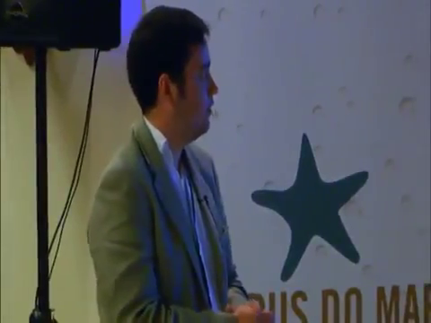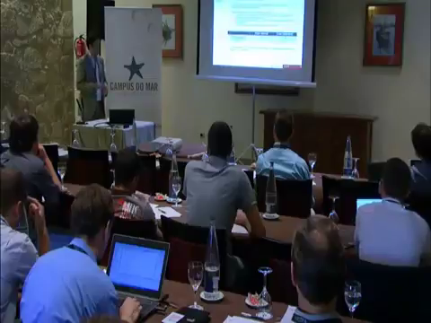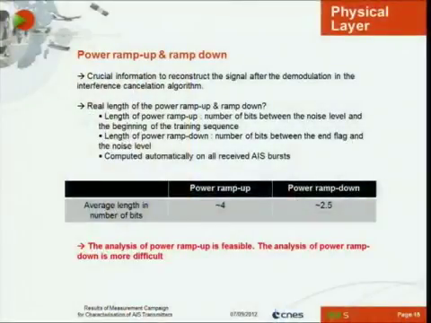There was some interrogation about the power ramp-up and power ramp-down portions. The question was which is the sequence of bits during these portions. This is crucial information to reconstruct the signals, for example, for interference cancellation algorithms. So the first question was what is the real length of the power ramp-up and power ramp-down portions. It's theoretically 8 bits, but some of these bits are in the noise. So we computed the length of these two portions.